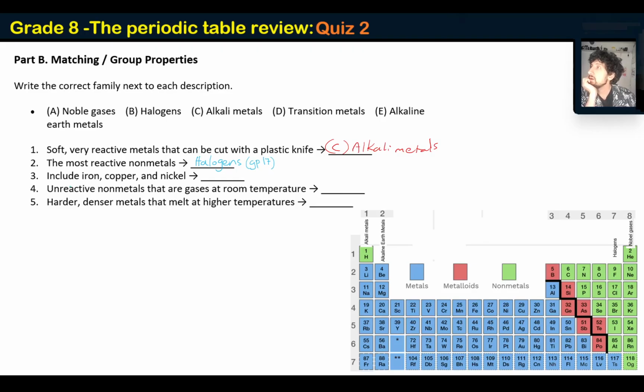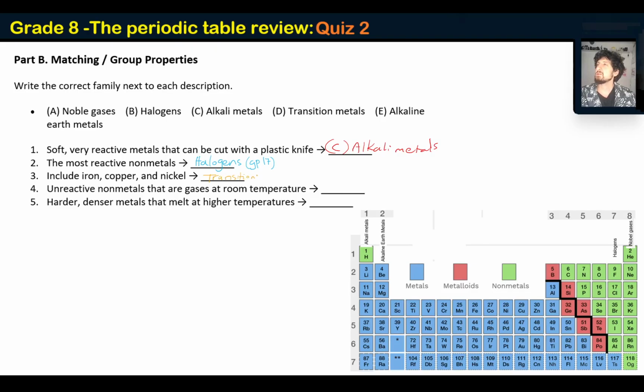Easy. Include iron, copper, and nickel. Okay, let's change that to orange. Iron, copper, nickel. Where is it? Here we go. Chromium. All of it. It's the same. They are transition metals. So that's D, transition metals.